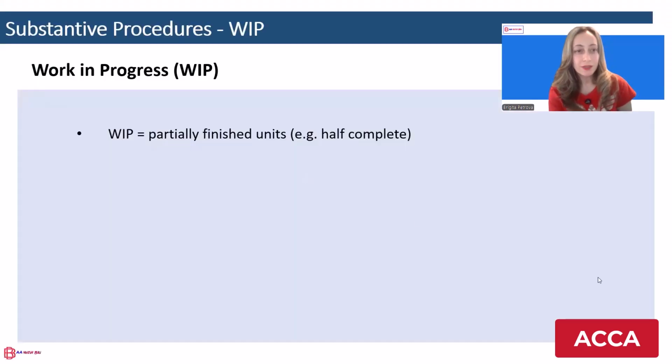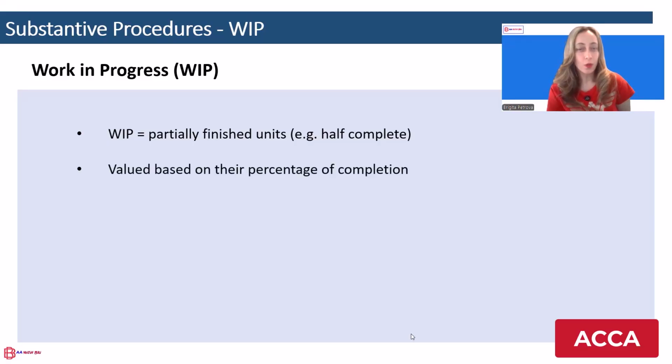But before we look at the tests, let's just make it clear that work in progress is not exactly the same as finished goods. Yes, they're both inventory, but the finished goods inventory is obviously the units which we have completed in full within the company, while work in progress is the units which are not yet finished at the year end. So maybe if we make tables and we have tables which are half complete, that's our work in progress, okay?